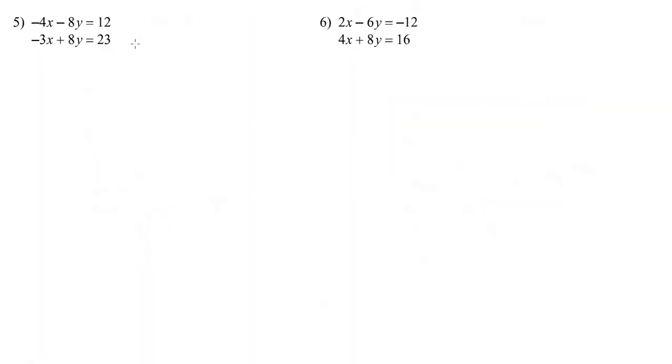Now these last two examples are going to be the trickiest because, as we see again, neither one of these equations is solved for a variable. And this time, neither one of these equations has a coefficient of 1. So we're going to need to do more than just move something to the other side.